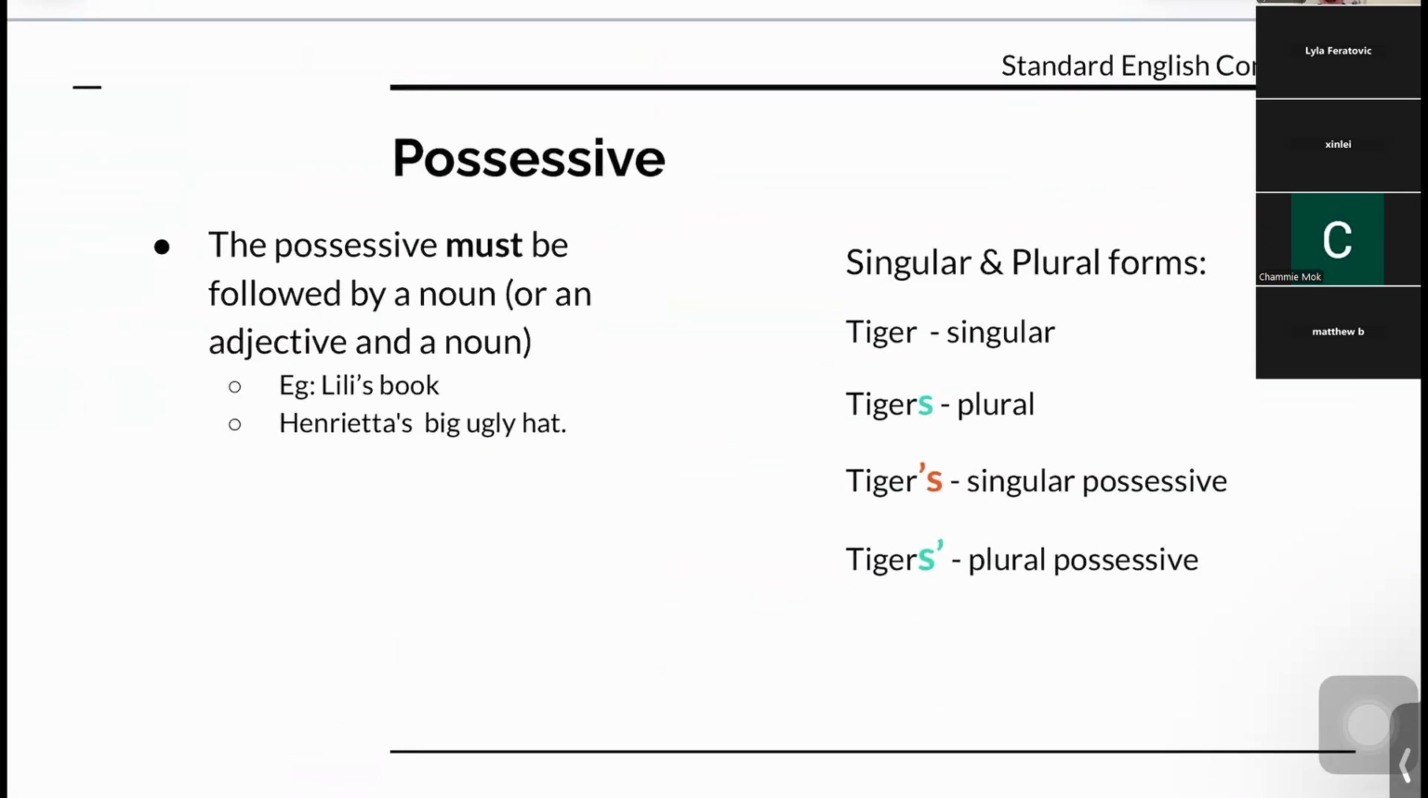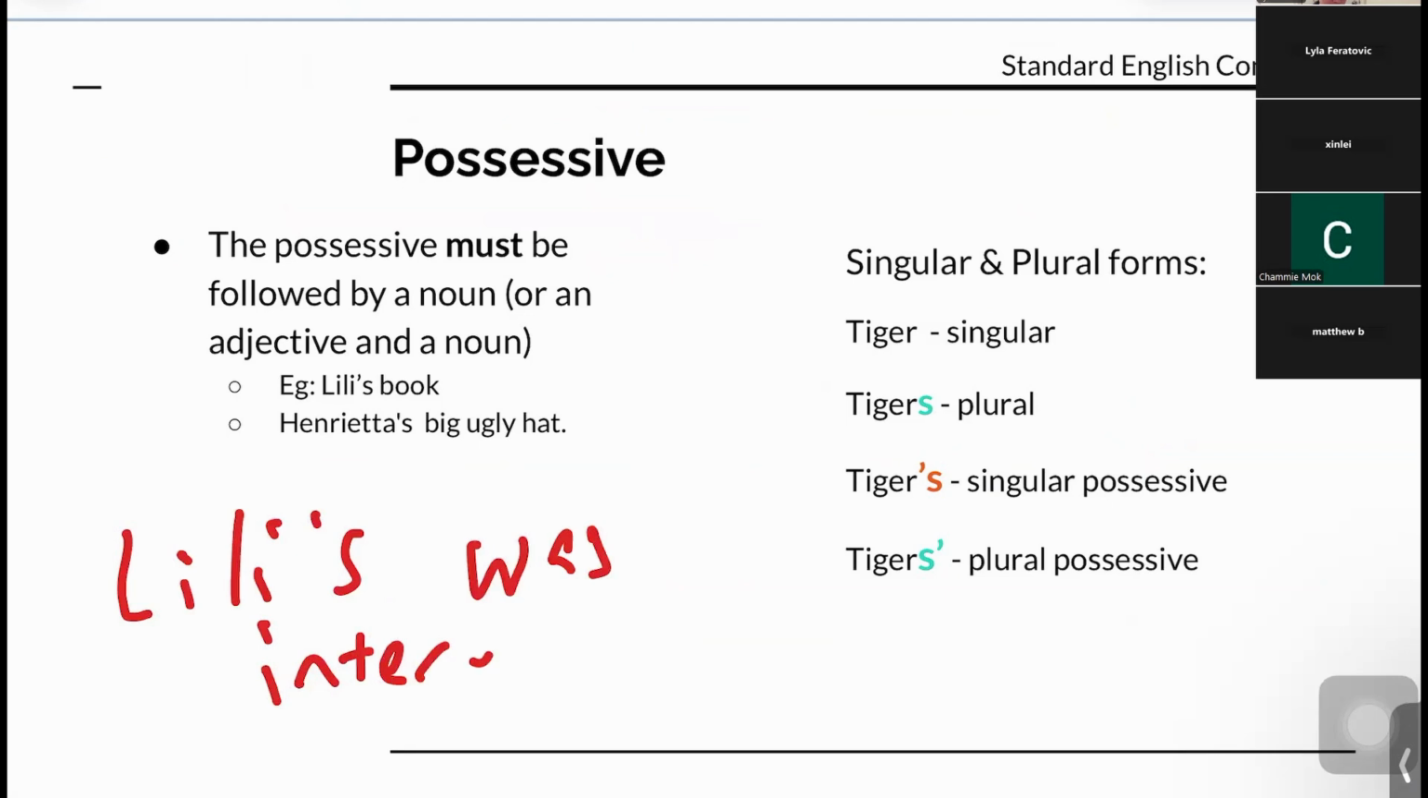So in terms of just grammatically how this shows up on the SAT, keep in mind the possessive must be followed by a noun or an adjective and a noun. It must be followed by something. A possessive noun on its own cannot serve as the subject of a sentence. It wouldn't make any sense to say "Lily's was interesting," right? But it does make sense to say "Lily's book was interesting." So a possessive noun cannot be the subject of a sentence, so there must be something after it.